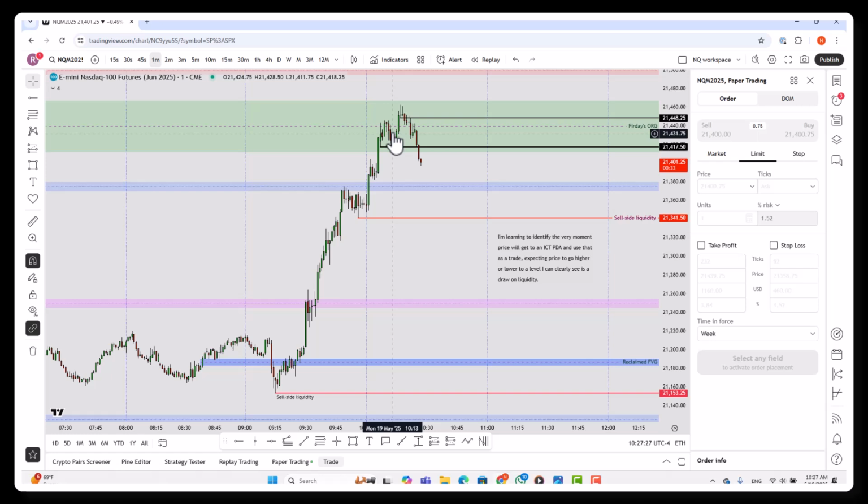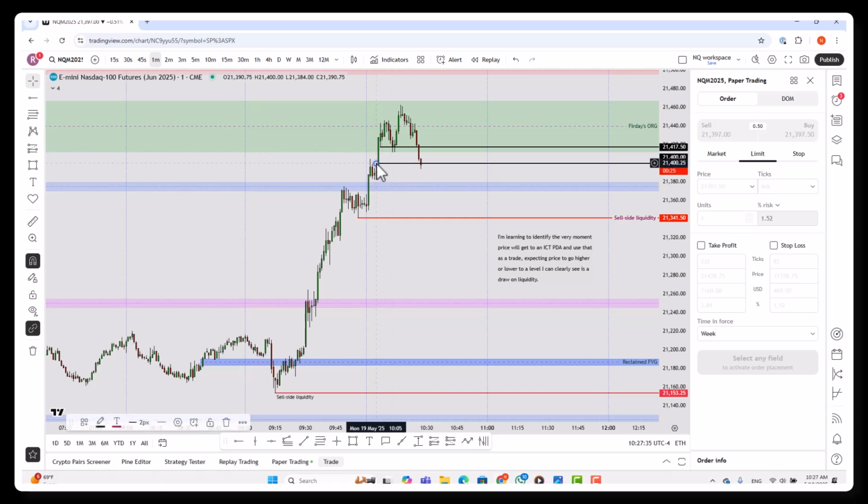So this fair value gap also failed. So that becomes very interesting. It could act as an inversion level to send prices lower. So I'm watching to see.